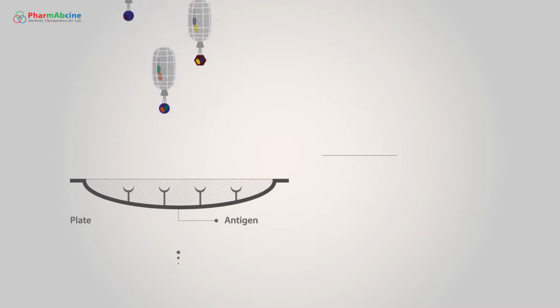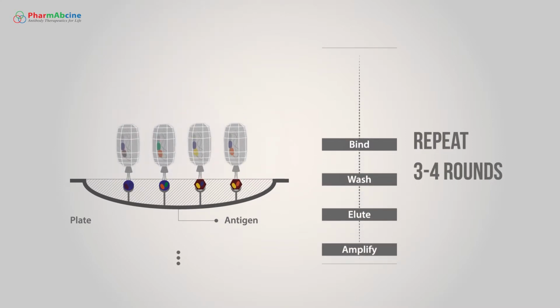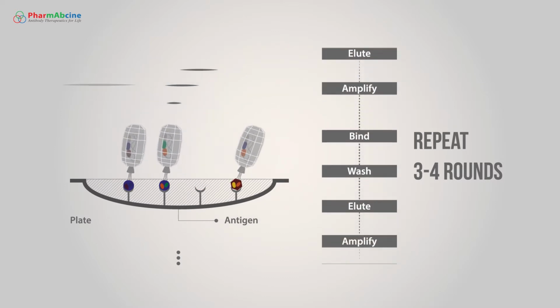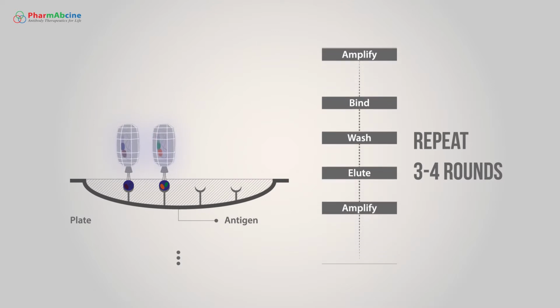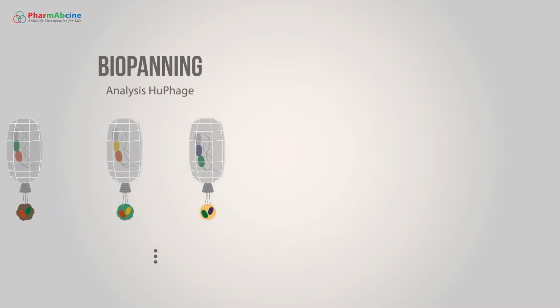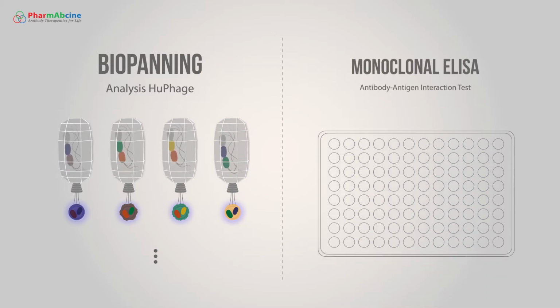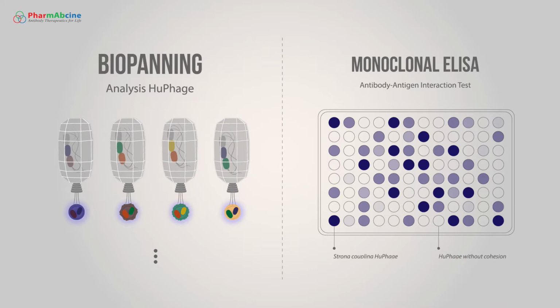The amplified HuPhage particles then go through the biopanning 3 to 4 times more, being washed with stronger buffers multiple times, giving us the strongest bonding HuPhage particles to the antigens. Even though these particles bond strongly, they may have different levels of coherences to the antigens. So we proceed to the monoclonal ELISA step to check for the most strongly bonding HuPhage particles by looking at the color reactions.